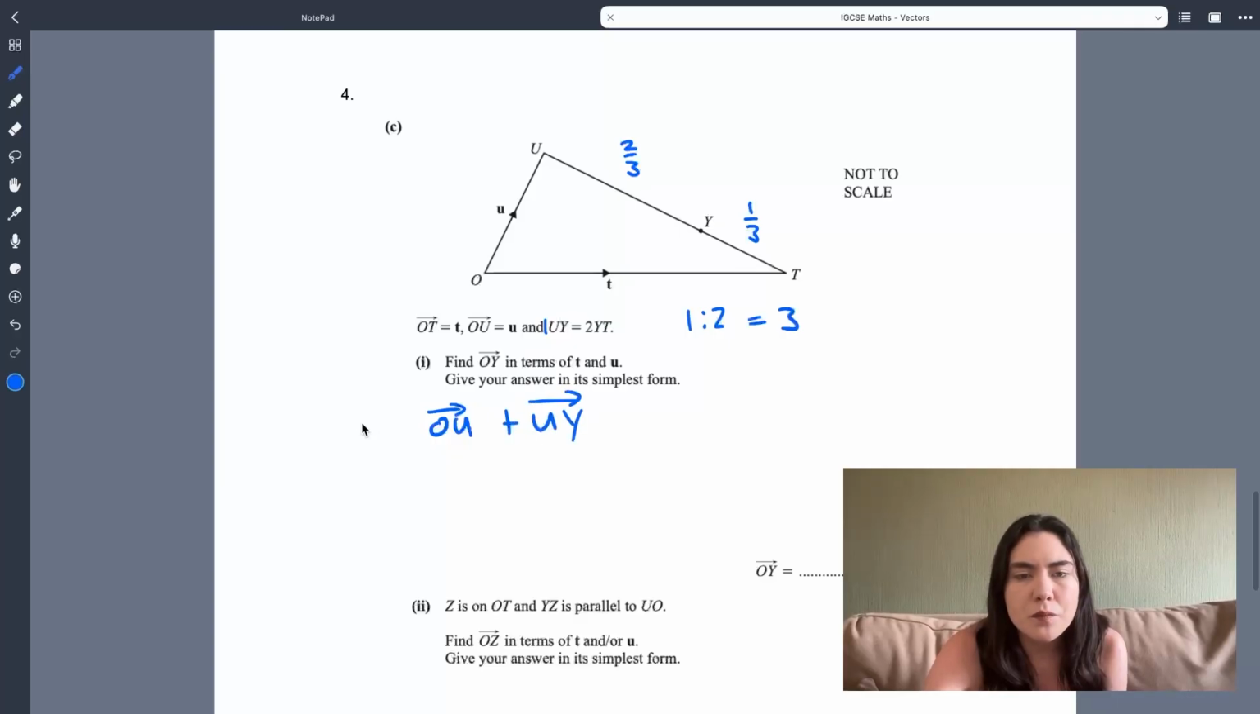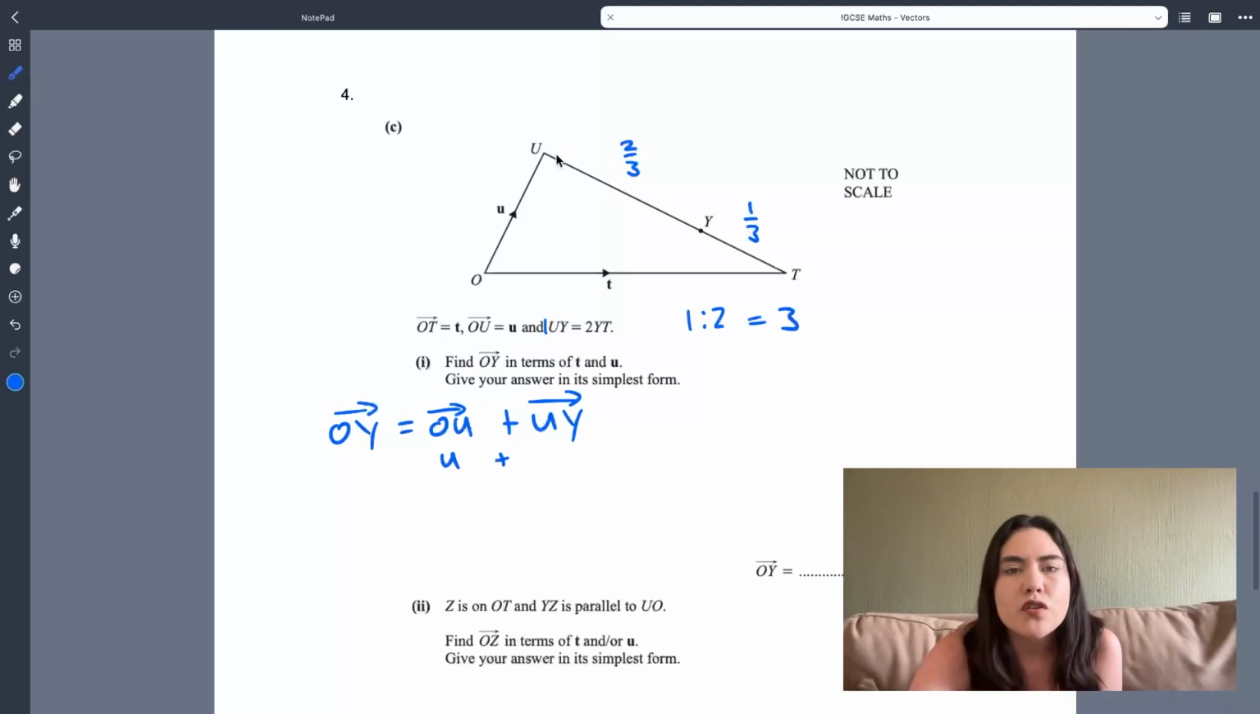Okay, so that would be great in theory. But O to U we know is U. But what on earth is U to Y? Well, we know that U to Y is 2/3. Great, but of what? Well, it's 2/3 of U to T. But we don't have U to T. So we are going to have to find U to T. That is a whole separate thing we're going to find. So U to T is going from U to O and then O to T.